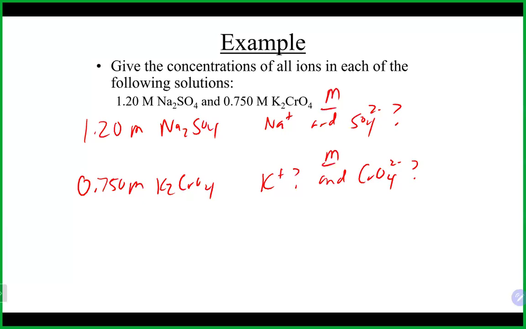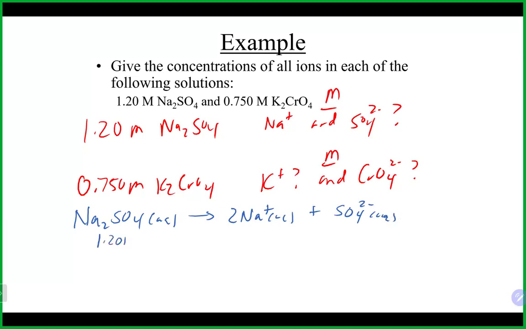All right, so let's take a look. Once again, a really good way to do this is just to figure out how it's going to break apart, and then you can relate the concentration of the whole thing to each of the ions. In this case, we are going to get a couple of sodiums when this breaks apart, and we are going to get one sulfate. So in terms of the concentration, if the whole thing is 1.2 molar, it is a 1:2 relationship here, which means we need to multiply that by 2, the coefficient. And that means the concentration here would be 2.4 molar of the sodium ions floating around.